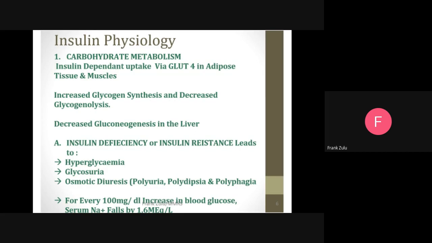Okay? Then the other component is osmotic diuresis. So I said, glucose itself is an osmotic molecule. It means wherever it is high, water follows. So in a case someone has hyperglycemia, it means within the blood, within the ECF or the plasma, you have a lot of glucose in there. So water starts moving from the cells to the ECF. Now I was asking, what type of dehydration is that?